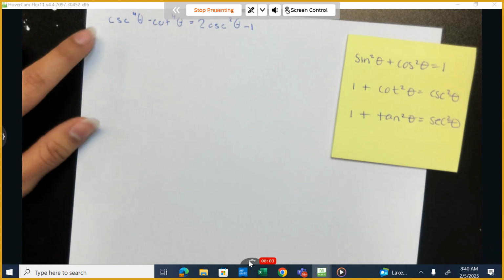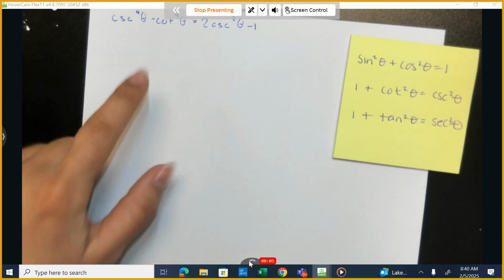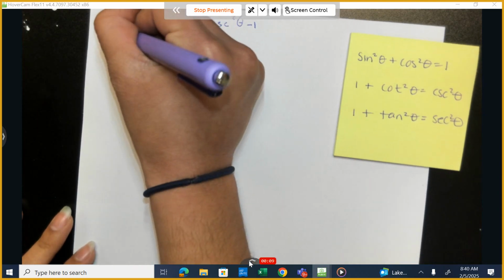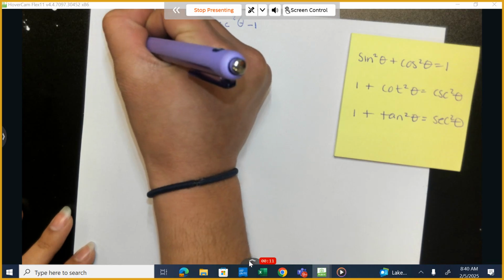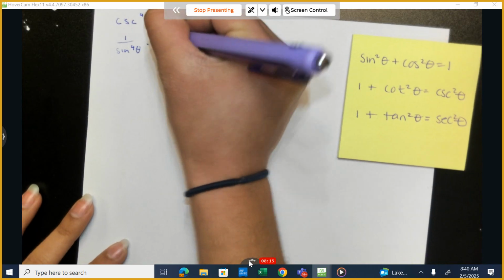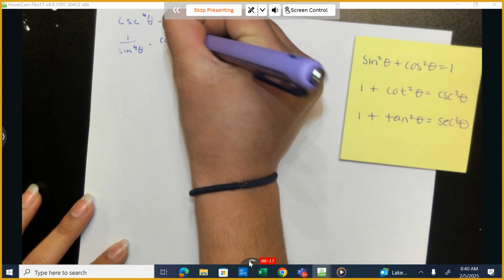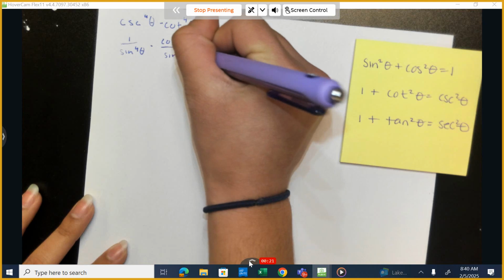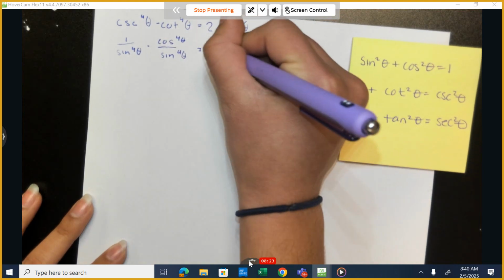So we know that, I'm going to rewrite everything. Well, actually just on the left side. So we know that cosecant is 1 over sine. So I'm going to do 1 over sine. And then I'm going to do the same thing for cotangent. So I know that cosine is going to go on top, and then sine is going to go in the denominator. I'm just going to keep the right side the same.